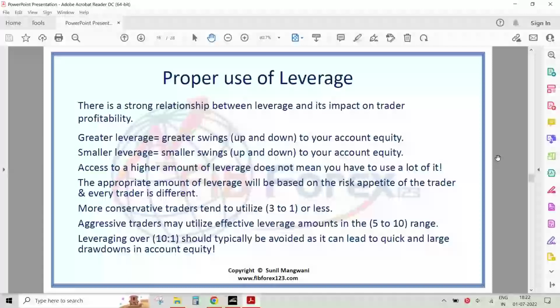So your broker can offer you, as per the laws of the area that he operates in, a high leverage, but you don't have to use all of it. You have to use leverage based on your own risk factors. So what is the appropriate amount of leverage? Now, conservative traders or professional traders don't utilize leverage of more than 3 times. Aggressive professional traders will probably go to 5 to 10 times leverage. And quite honestly, leveraging over 10 times, 10 to 1, should be avoided, because it can actually lead to a very large and quick drawdown in the account equity.